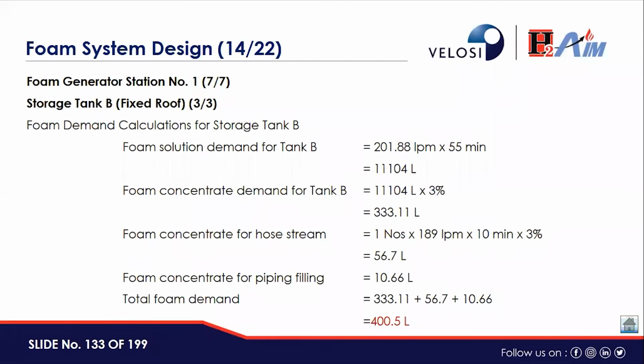So the foam solution demand for tank B for 55 minutes is 11104 liters, and at 3% the foam concentrate is 333.11 liters. And the foam concentrate for hose piping filling is 10.6 liters. So total foam demand is calculated as foam concentrate for piping filling plus foam concentrate for hose stream plus foam concentrate demand. So in this way, we calculated the demand calculation for storage tank B.